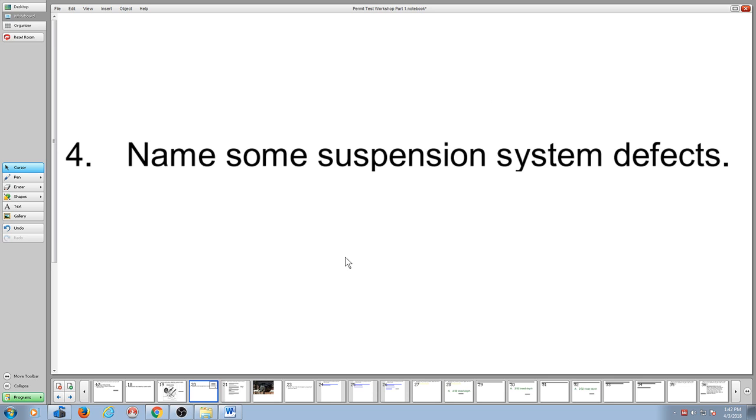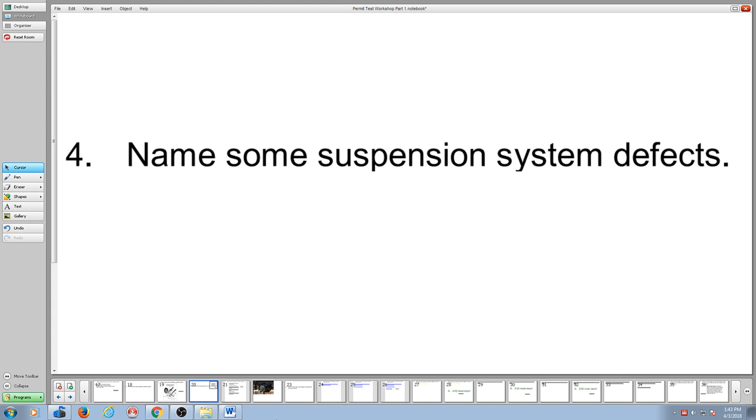Next thing, name some suspension system defects. So what could go wrong with our suspension systems? Leaky hoses. Leaky air hoses, okay. Air hoses I would caution about, necessarily as suspension. No, not air. It's some kind of oil goes in there, isn't it? No. Oil. Trying to blank on that one.